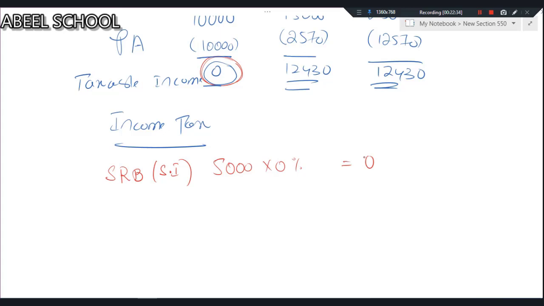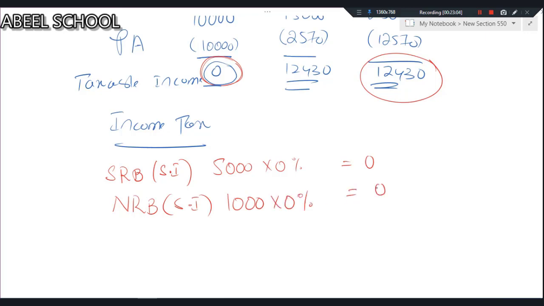Now we need to check and look for the nil rate band. Look at this, 12,430. Since this amount is less than 37,700, this individual is a basic rate taxpayer. And whoever is a basic rate taxpayer, that individual is entitled to get the nil rate band of 1,000. So nil rate band, saving income, 1,000 into 0% is 0.